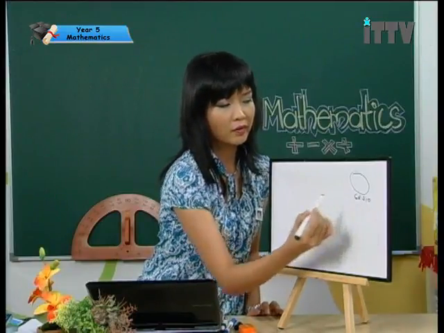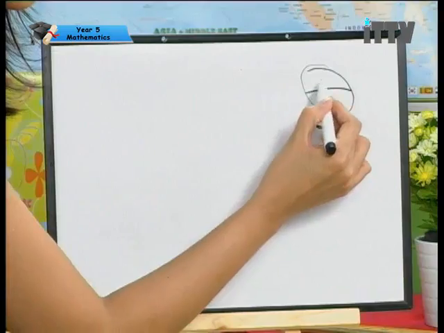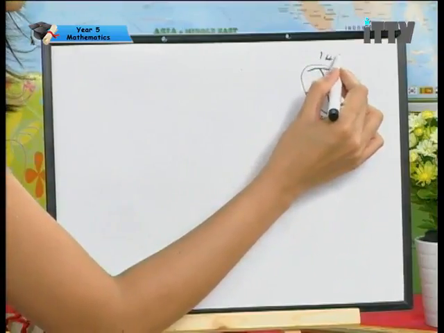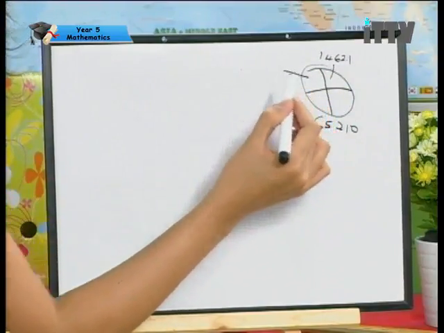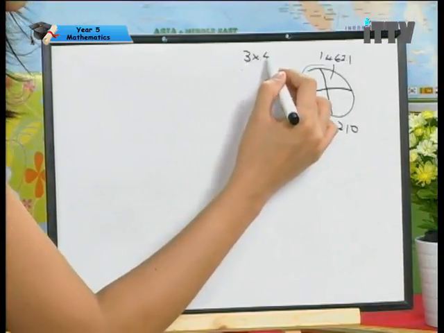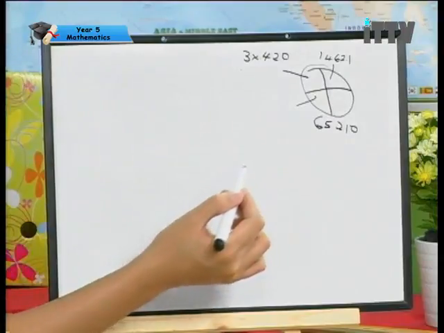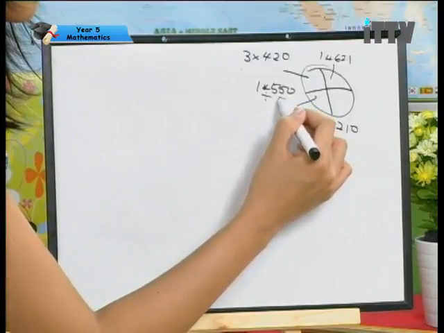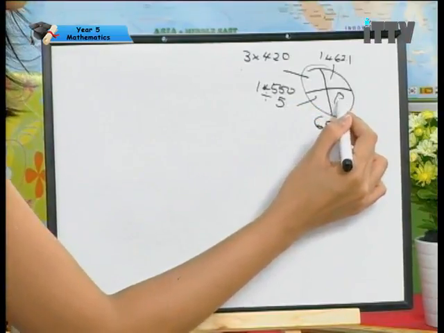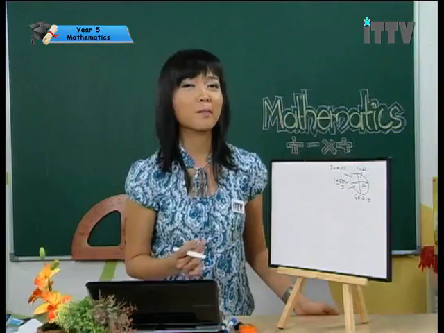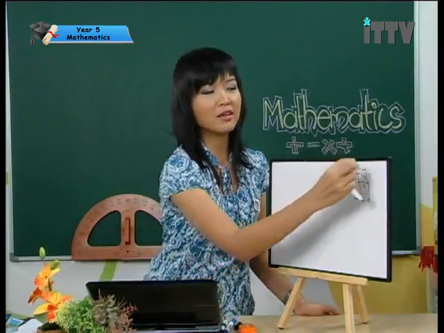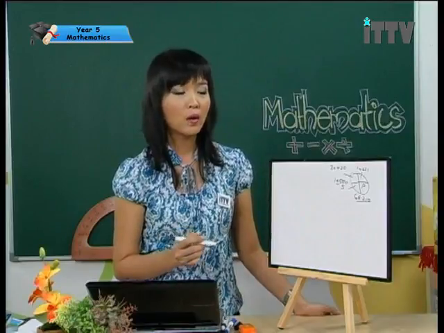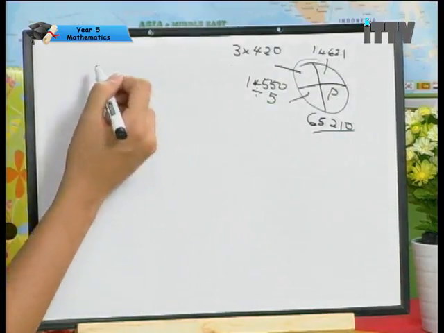65,210, right? Now, it has 4 pieces. One piece over here is 14,621. The other one is 3 times 420. The third one is 14,550 divided by 5. Let's call this P. The question wants us to find the missing number, the fourth number that makes up the whole biscuit, which is 65,210. So, if we write it out, it would look like this.